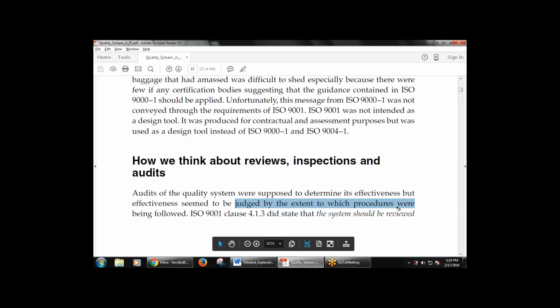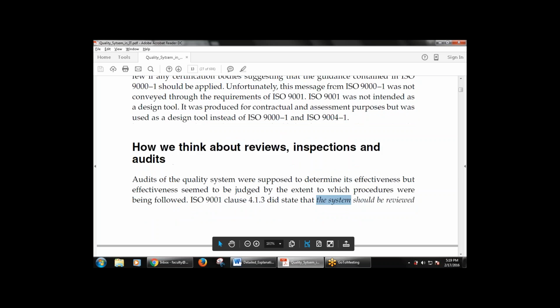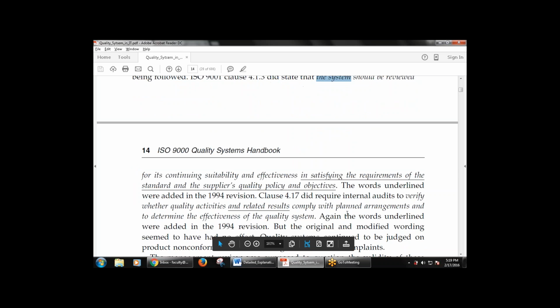That is the audit, which was supposed to determine the effectiveness of the quality and of the ISO 9000 standards. ISO 9000 states that the system should be reviewed for its continuing suitability and effectiveness in satisfying the requirements of the standard. So this is used to check whether the standards are met with the requirement, and whether the supplier's quality policy is met with the objective or not.